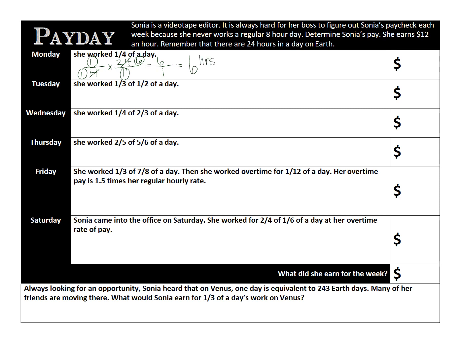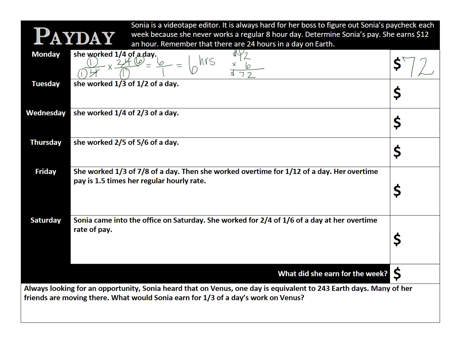She gets paid $12 an hour. So we're going to multiply $12 times 6 hours. 6 times 2 is 12, carry the 1. 6 times 1 is 6 plus 1 is 7. On Monday, she earned $72.